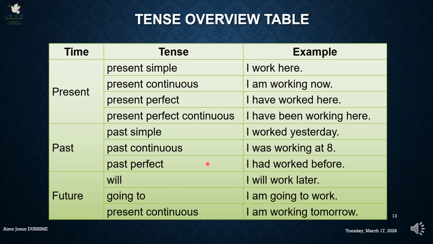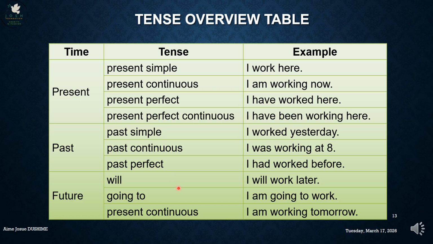Remember also V3 of irregular verbs is different from V3 of regular verbs. For regular verbs we use -ed. Irregular verbs change: spoken, gone, done, eaten, like that. Well, let's go to the future tense.